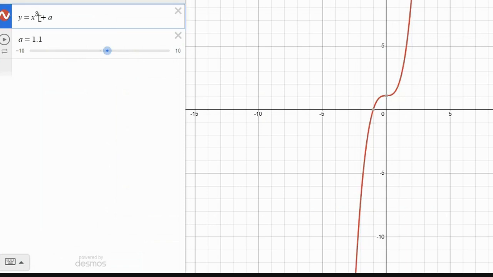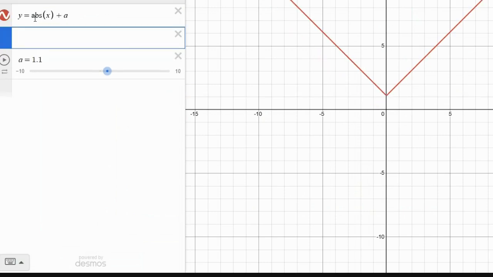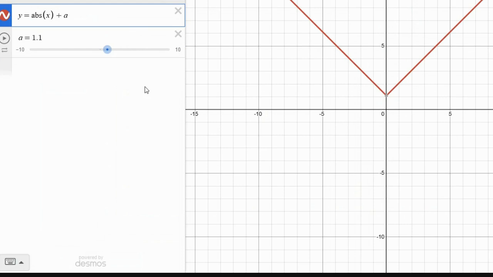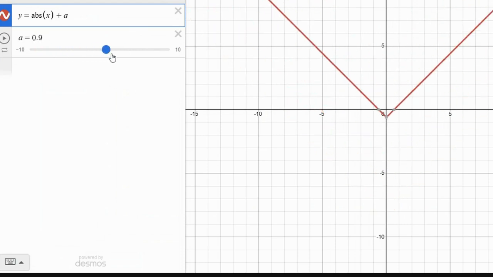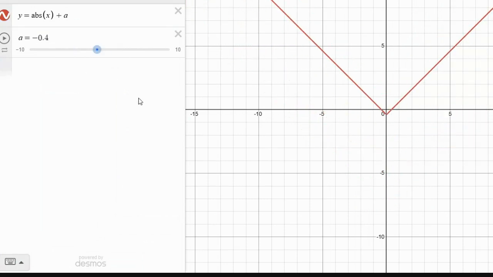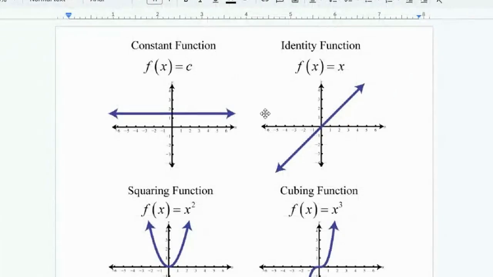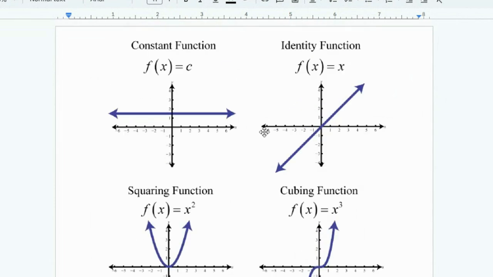What if it was an absolute value equation? Let's do that. Absolute value of x. Look, again, adding a number on the end just shifts where it crosses the y-axis. It does not matter which one of these functions we use. Just adding a number to the end of it will always move it up and down and affect where it crosses the y-axis.